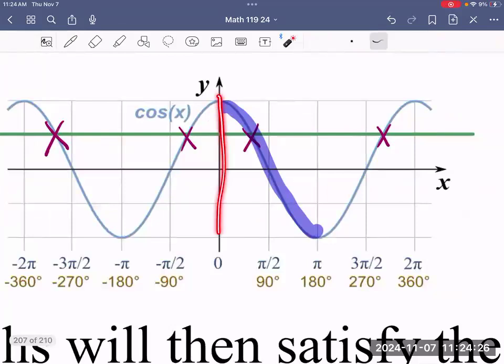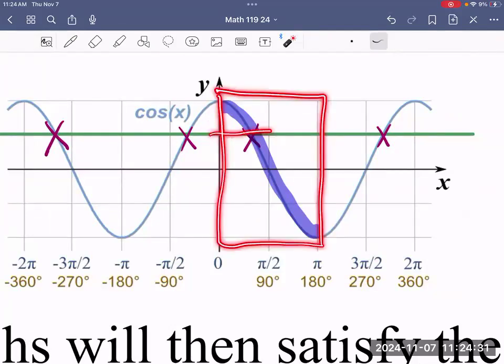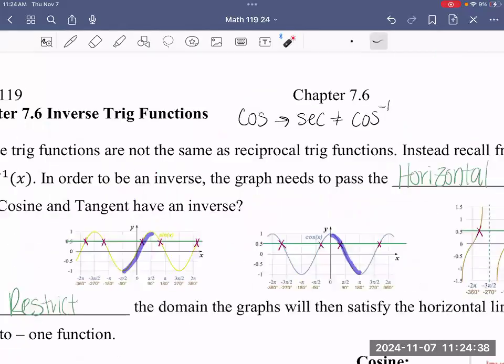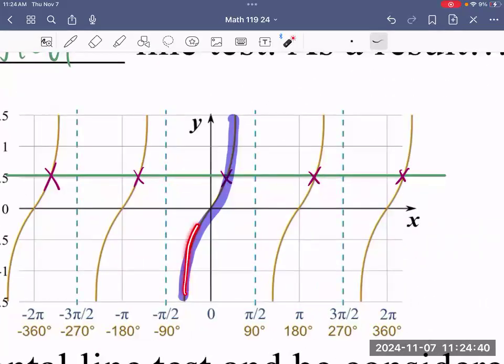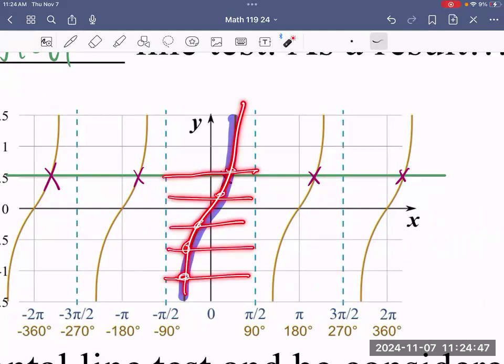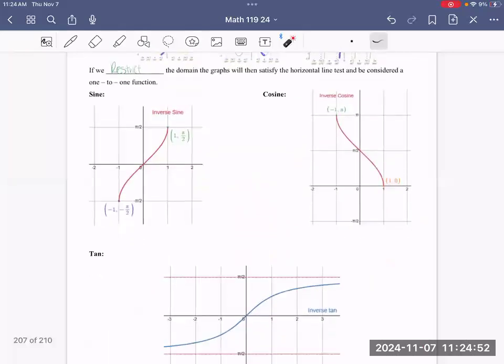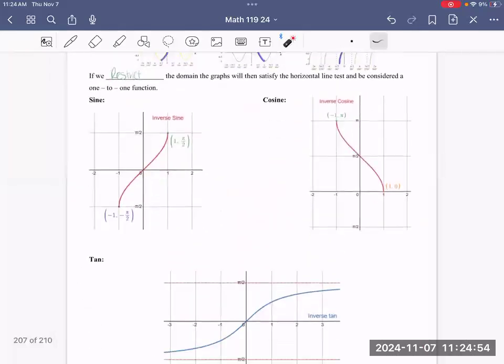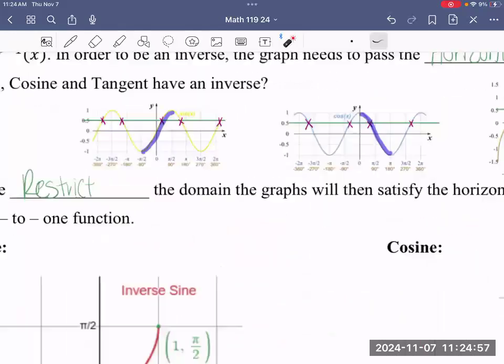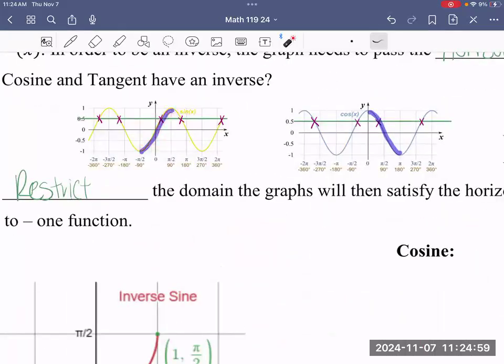Same thing here, we're taking this small little sliver before any sort of repeat happens, with the horizontal line running through my graph, no repeats happen, we're totally fine. One more time with your tangent, we're just going to take this highlighted portion, and you can see that no matter where you draw your horizontal line, it's only going to hit that line once. So that is why your sine, cosine, and tangent graphs look like this: we have taken this little sliver and we have now inverted it.